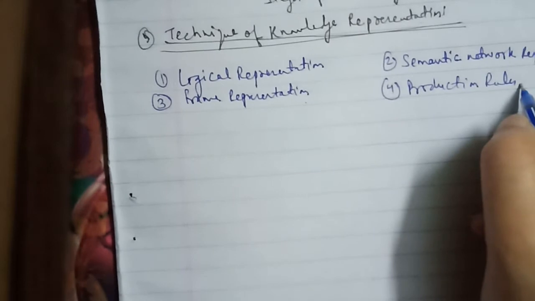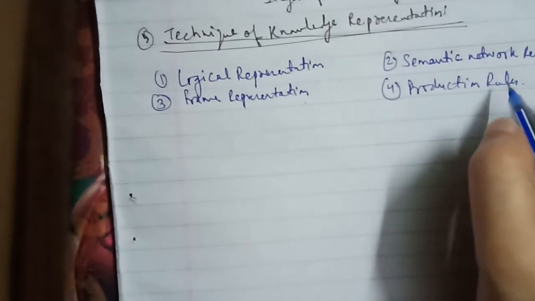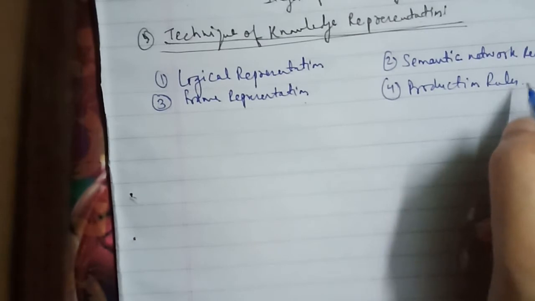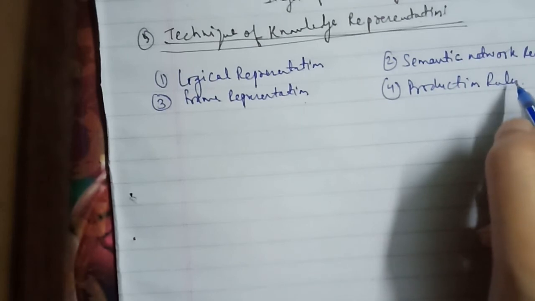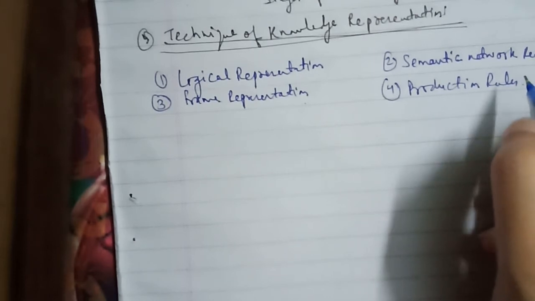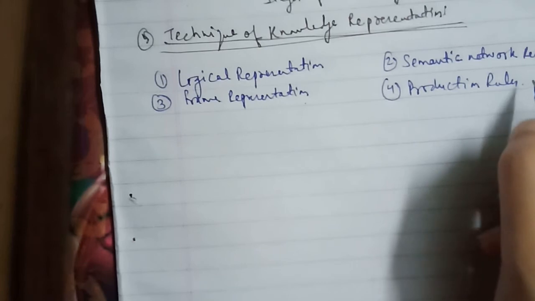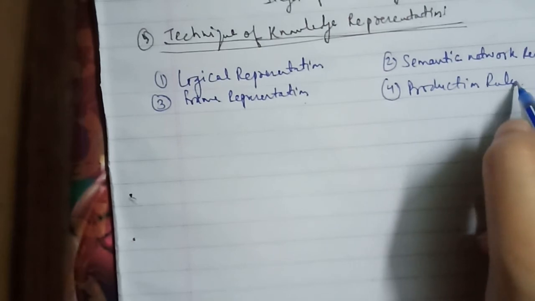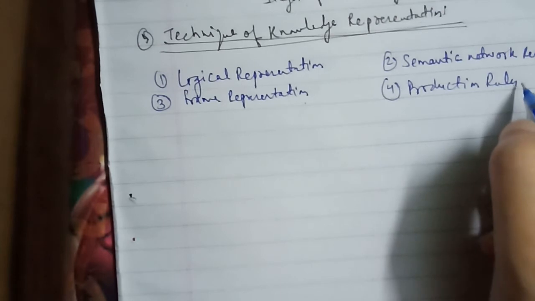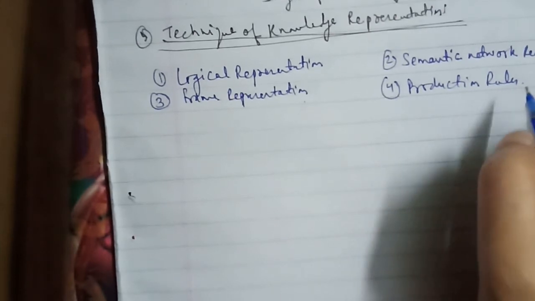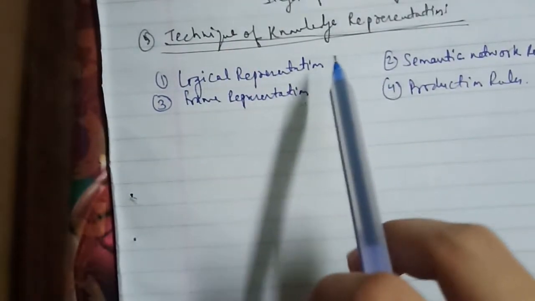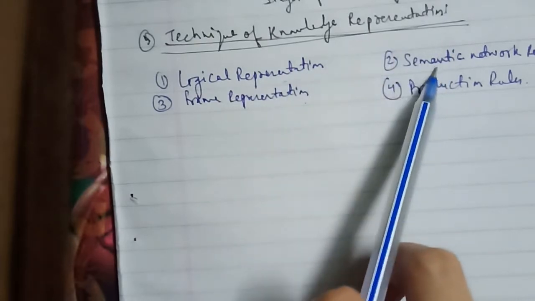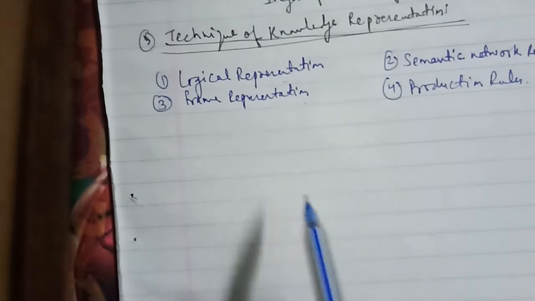The fourth we have is your production rules. A production rule system consists of condition-action pairs, which means if condition then action. In a production rule system, the agent checks the condition, and if the condition exists, then the corresponding action is carried out. The condition part of the rule determines which rule may be applied to a problem, and the action part carries out the associated problem-solving steps. This complete process is called the recognize-act cycle. So here we have the techniques of knowledge representation: logical representation, semantic network representation, frame representation, and production rules as well.